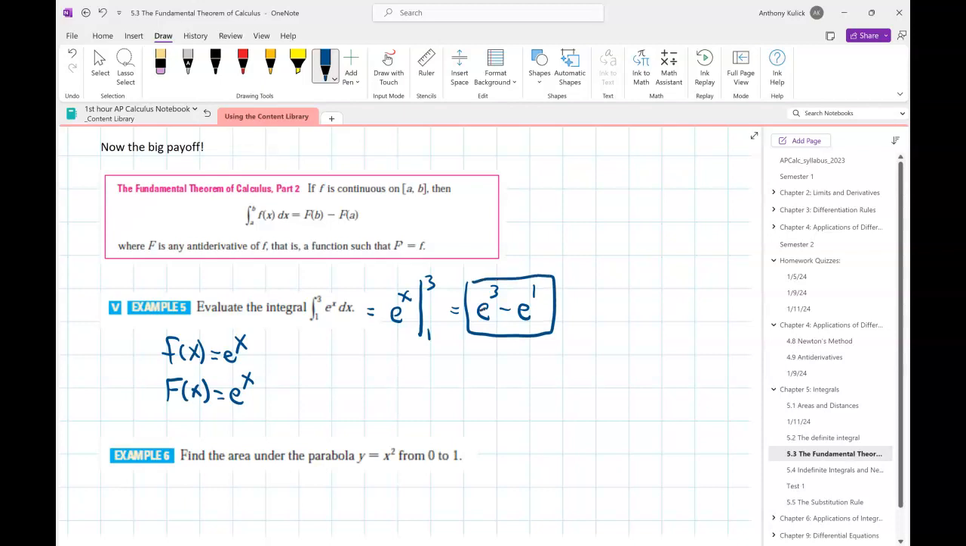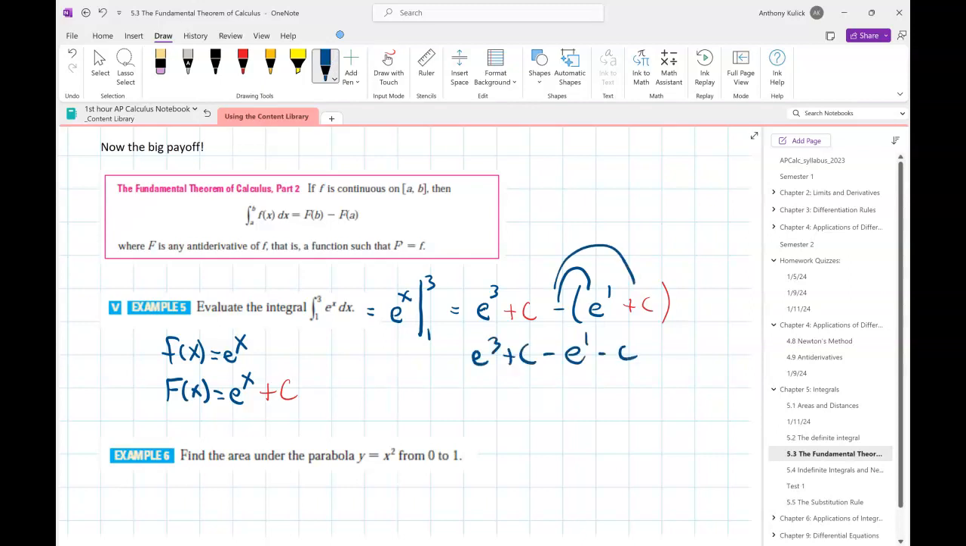Now the natural question would be, Mr. Kulik, what about the plus c? When we do the antiderivative, isn't there a plus c? Sure, that's fine. But if we do that, we'd have plus c here, and then minus e to the first plus c there. And when we distribute that negative, the plus c and minus c are going to cancel, and we're left with the same thing.